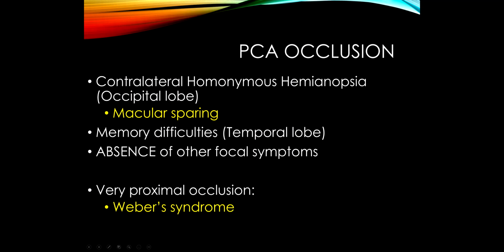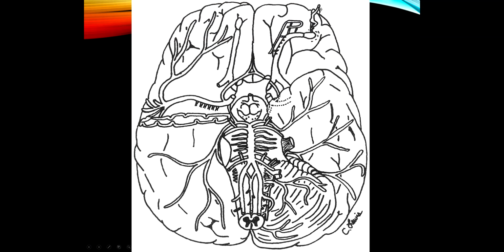And if our occlusion is very proximal, like right where the posterior cerebral artery comes off of the basilar artery, then the patient may also have a Weber's syndrome with the third nerve palsy and a contralateral hemiplegia. But usually we don't see these two together, although it's theoretically possible. I don't think I've ever seen that. All right, so just remember the posterior cerebral artery comes around the third nerve here, supplies the undersurface of the temporal lobe on its way back to supply the occipital lobe.